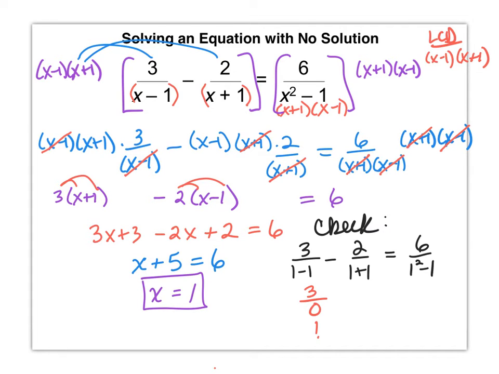So we say that is an extraneous solution, meaning algebraically we were able to arrive at x equals 1, but when we go through and check, we see that it cannot possibly be a solution. So we call that an extraneous solution, and the original equation has no solution.